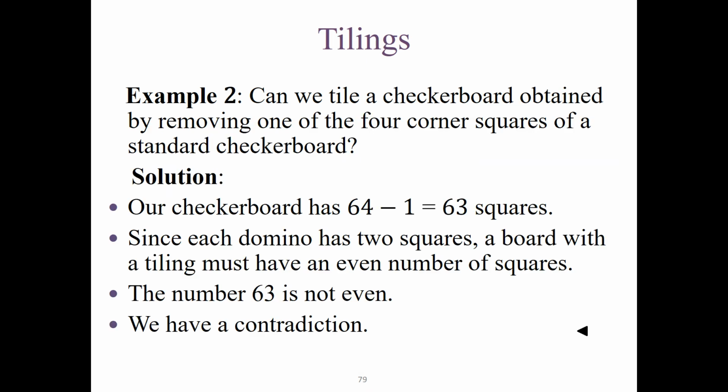Okay, the answer is no, because once we remove one square, the total number of the grid will be odd. But we're using two numbers, it's even. So the total grid of the checkerboard should be even, then we can use two numbers to tile the entire checkerboard. Once we remove one square, it makes the total number odd. So we cannot use two numbers to tile the entire checkerboard.